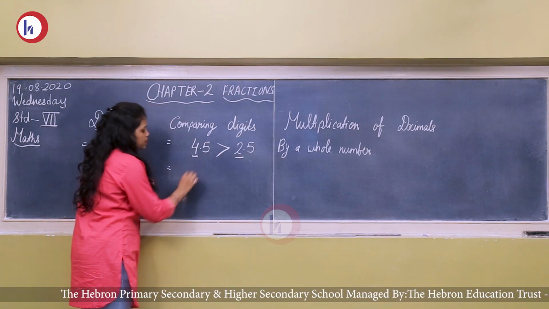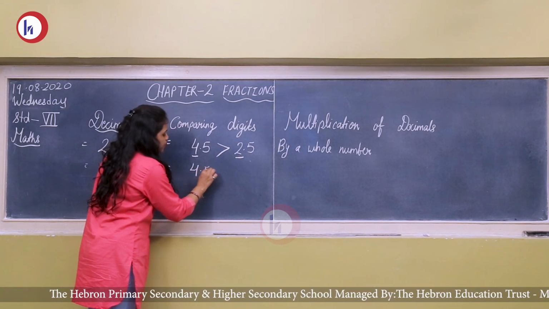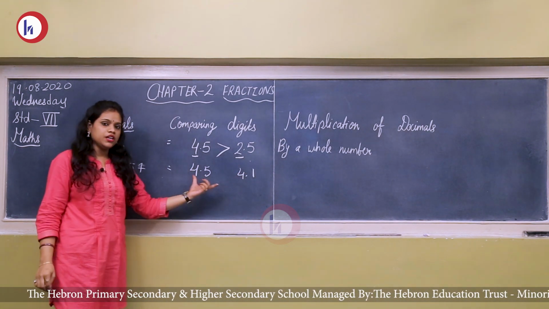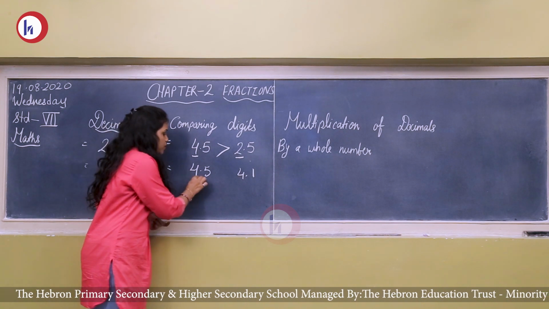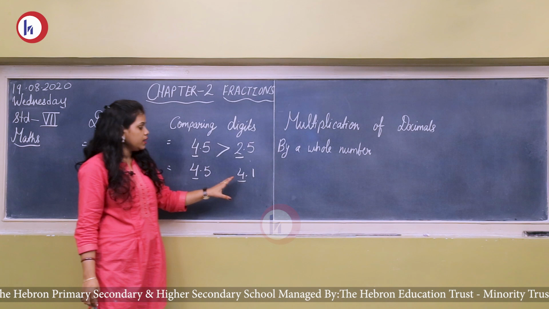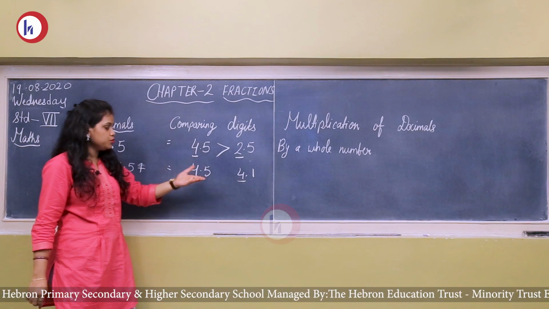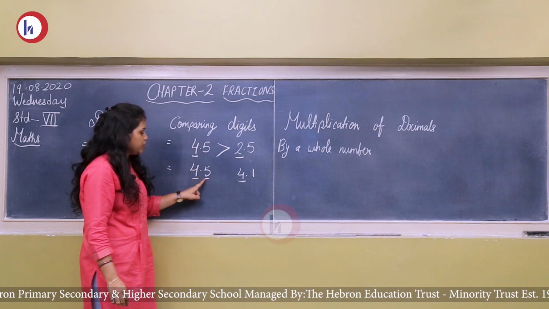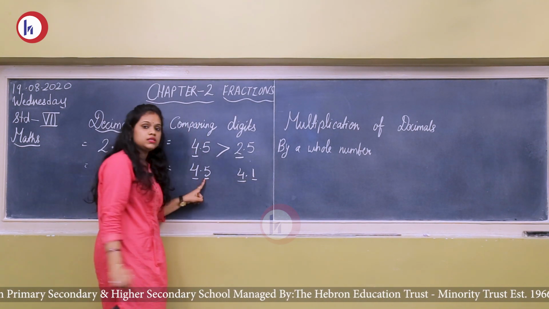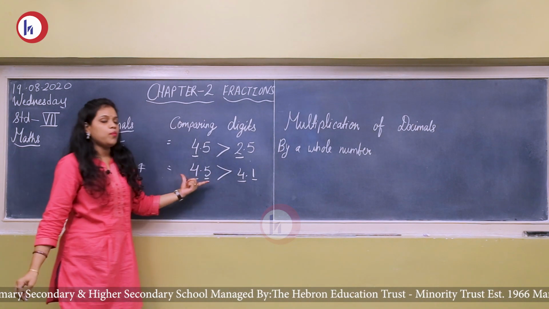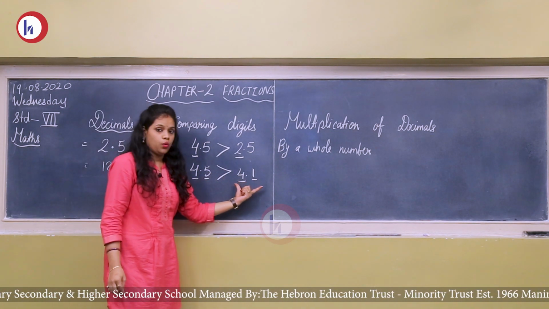Now take another example, 4.5 and 4.1. Here, the first digit is the same for both decimal numbers. This one has 4, this one also has 4. So what are you going to do? You are going to jump to the next digit, after the decimal. Here it is 5 and here it is 1. So which one is greater? 5. So 4.5 is greater than 4.1.